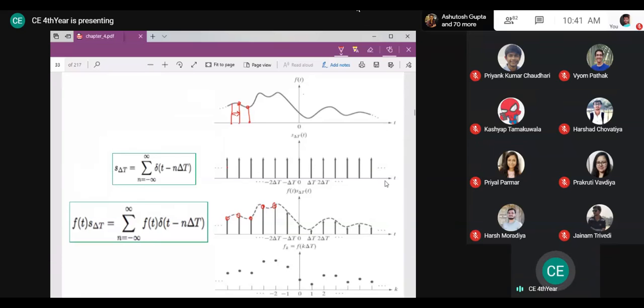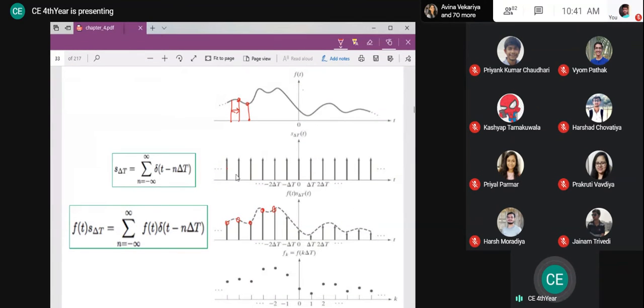Given f(t), I am going to use an impulse train separated by delta t. Then I will multiply this f(t) with the impulse train. So now you know what will happen in this region. In this region, it is the function. This impulse train is zero in this region, in this region, and in this region.